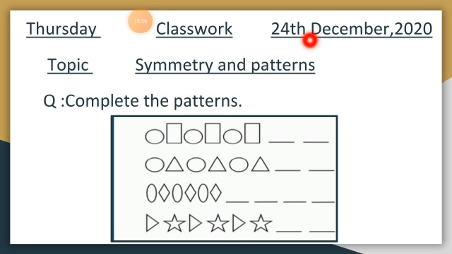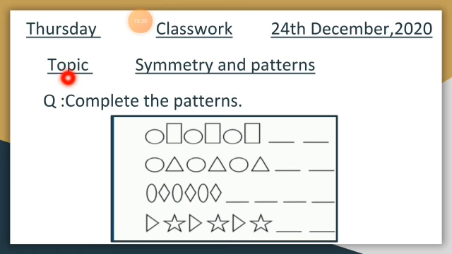Now put your date, that is 24th December 2020. With very neat writing, you will write down your day, your classwork and your date. Give proper distance, and then with neat writing, put your date and day.